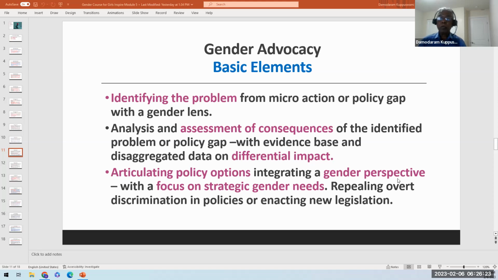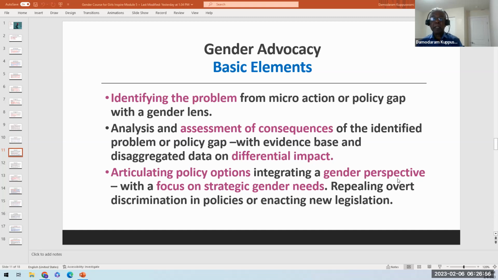So therefore, when we identify, the second is we analyze the consequences of these gaps. What are the harmful effects on people due to the absence of this policy or a gap in the policy, in terms of the impact that it has on different people.